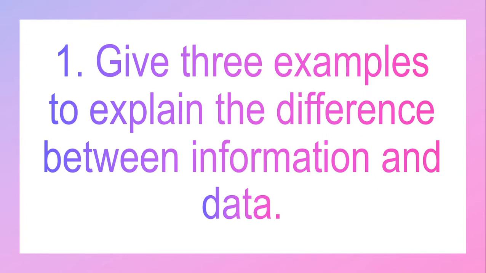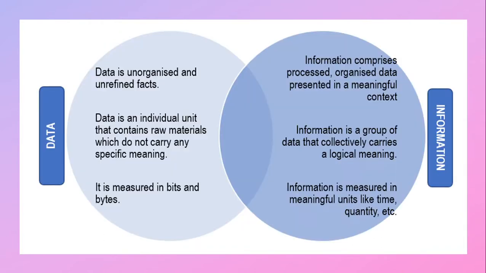Question number 1. Give three examples to explain the difference between information and data. Data. Data is unorganized and unrefined facts. Data is an individual unit that contains raw materials which do not carry any specific meaning, if it is measured in bits and bytes.